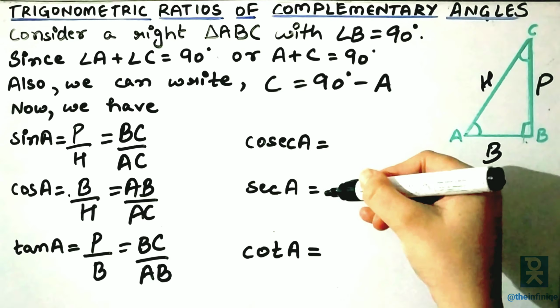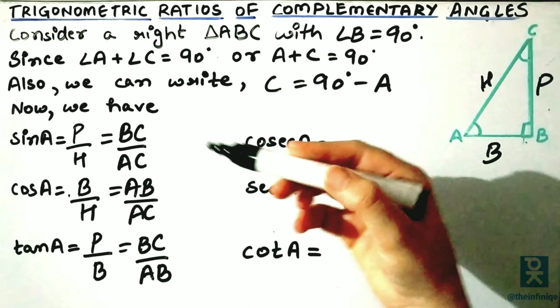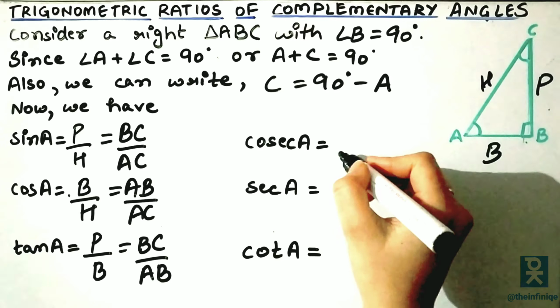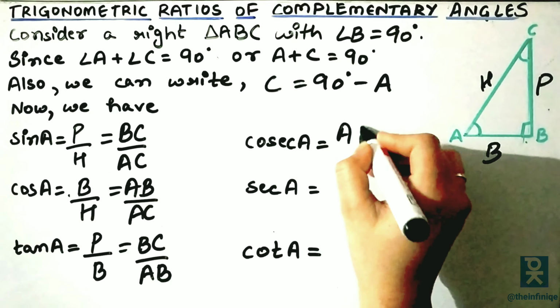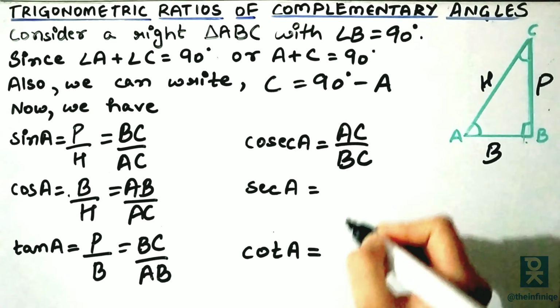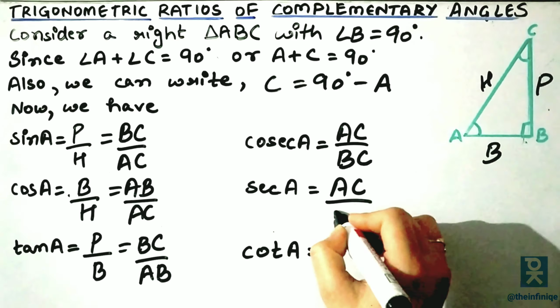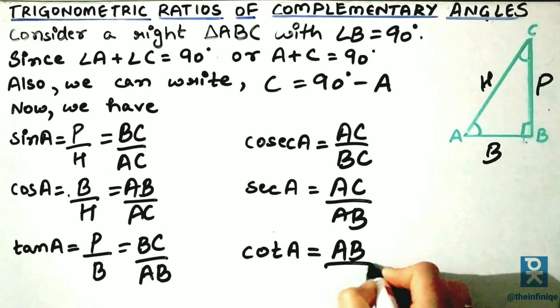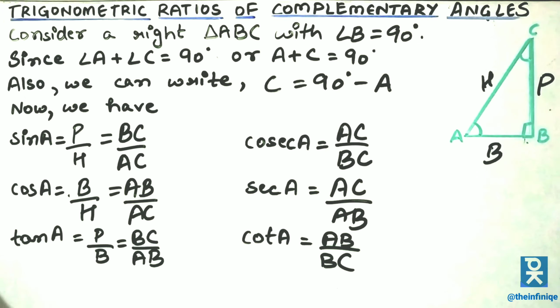And cosec A, sec A and cot A are the reciprocals of sin A, cos A, tan A respectively. So cosec A is equal to AC upon BC, sec A is equal to AC upon AB, and cot A is equal to AB upon BC. And let these equations be equation 1.